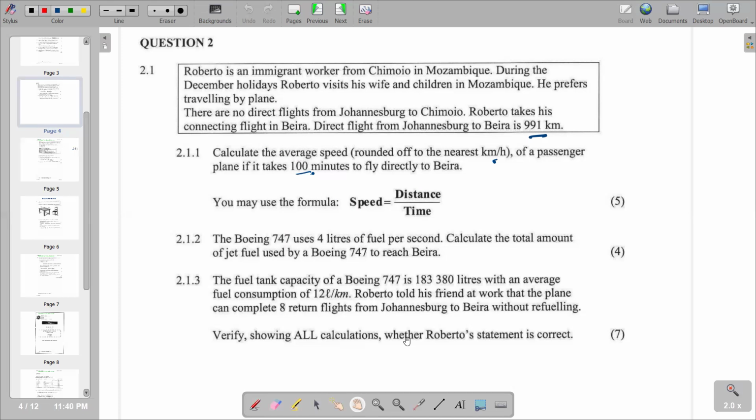First of all, we need to identify the total kilometers in a return flight. Remember, for a return flight, 991 kilometers represents the movement from Johannesburg to Beira. Then from Beira to Johannesburg again, we have another 991 kilometers. So basically, to get the total number of kilometers that a return flight involves, we add the two.